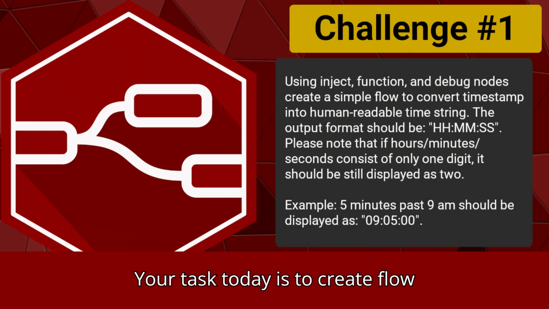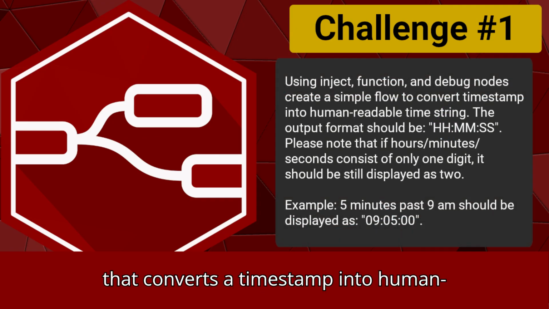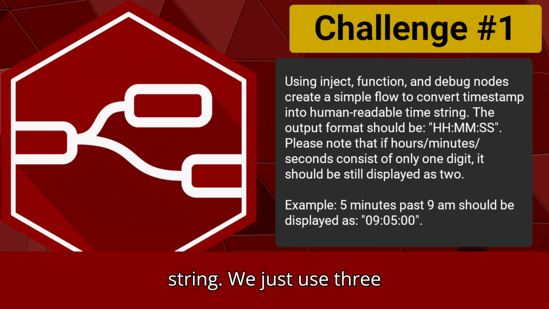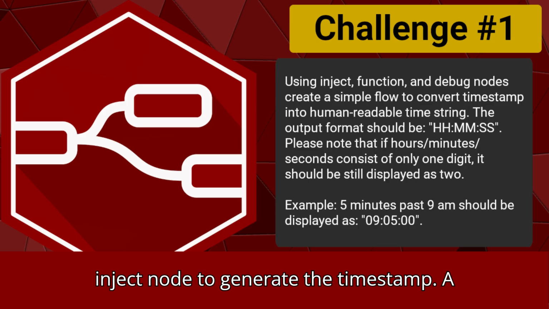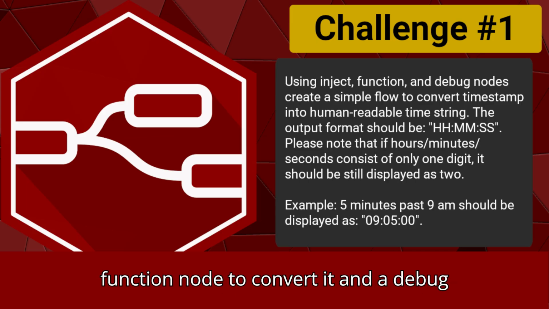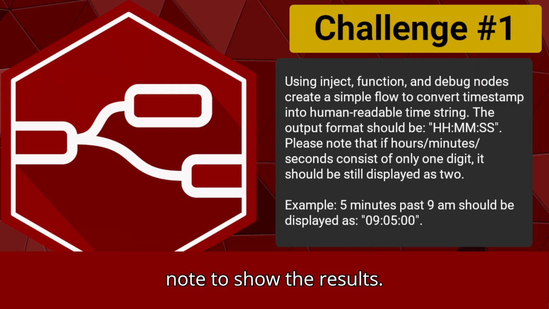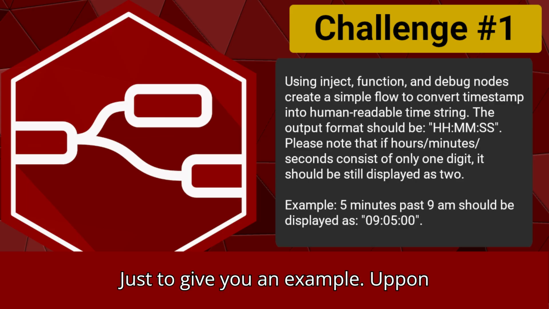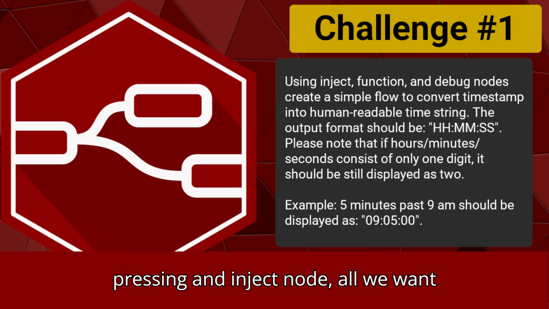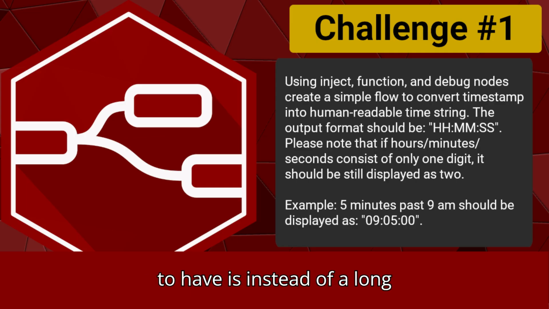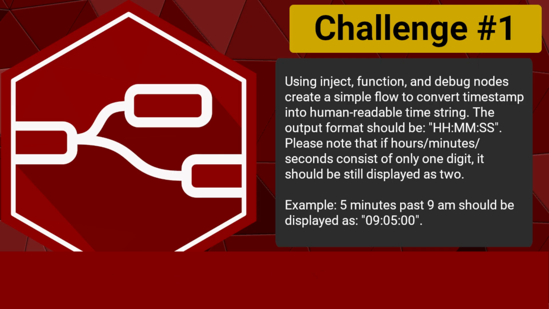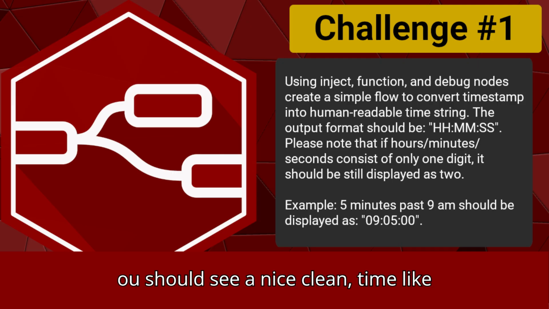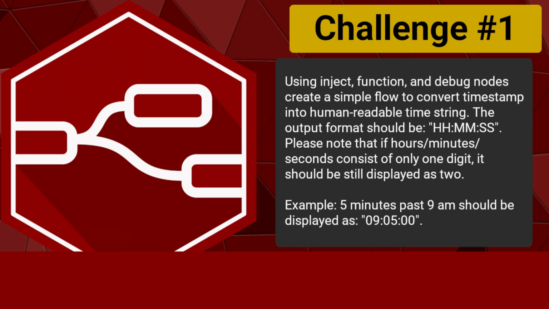Your task today is to create a flow that converts a timestamp into a human-readable time string. We'll just use three nodes for this challenge: an inject node to generate the timestamp, a function node to convert it, and a debug node to show the results. Just to give you an example, upon pressing the inject node, instead of a long number that represents the timestamp in seconds or milliseconds, you should see a nice clean time like 9:05 right here.